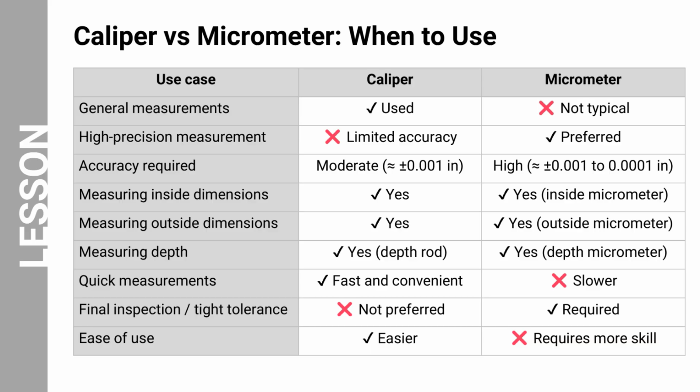In practice, calipers are often used during initial measurement or fitting because they are easier to handle and quicker to use. Micrometers, on the other hand, are used for final inspection and tight tolerance verification, where accuracy is critical. Although micrometers require more skill to operate correctly, they provide the level of precision needed to ensure components meet strict aviation standards.